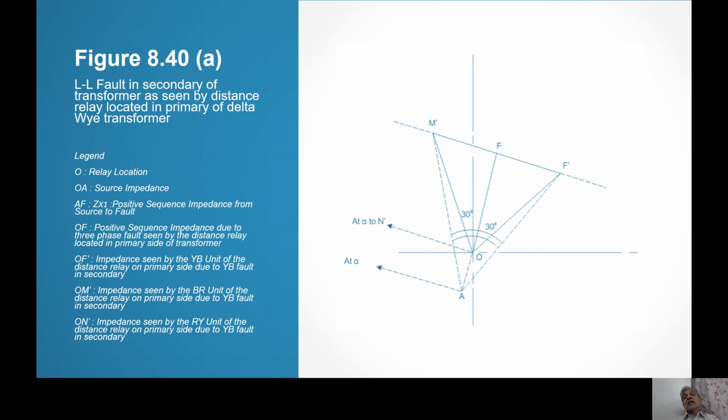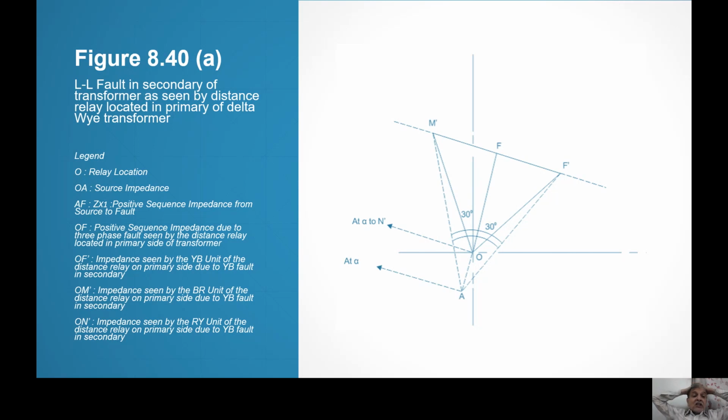So there is a 30-degree phase shift. And F dash may go out of characteristic circle and relay may not operate where it is supposed to operate in second zone. That means it will operate in third zone. And in third zone, if the fault is there, it will not operate. It is supposed to operate.